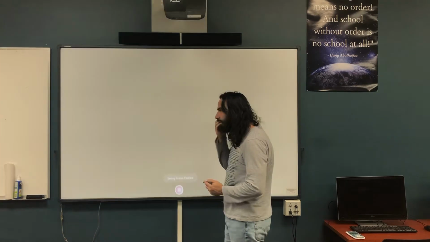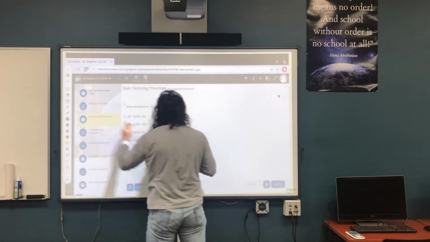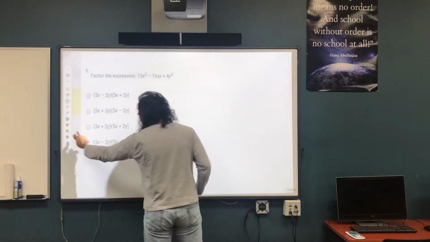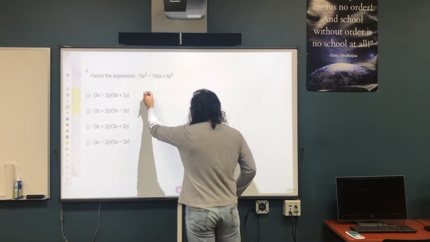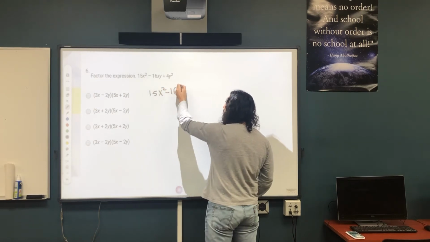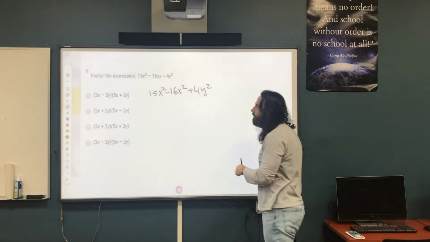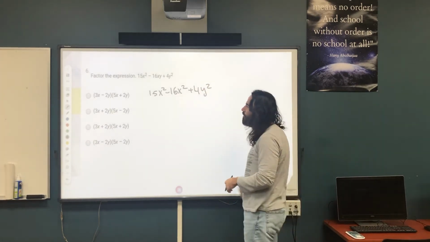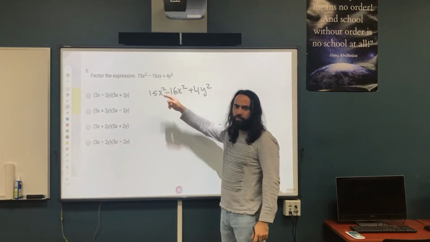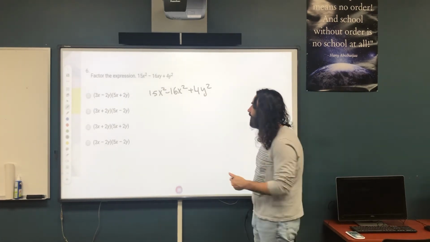Let's solve this one. This one is like the hard one, the first one that we did. So we have 15x squared minus 16xy plus 4y squared. The same thing, guys. Of course, the variable is the one with the squared, which is x. The y, we act like it's just a normal number.